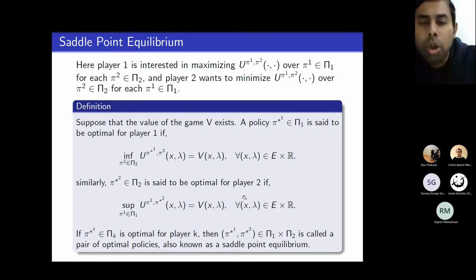Fine. And why do you need the value of the game to exist? Because the definition of the optimal policies requires that the value of the game exists. So if you are trying to solve a game problem, you are trying to prove whether or not the value of the game exists, and whether optimal policies for player 1 and player 2 exist. In case you can show that the value of the game exists and a saddle point equilibrium exists, then you can say, okay, the game problem is resolved. Fine. So that's what we will be trying to do.